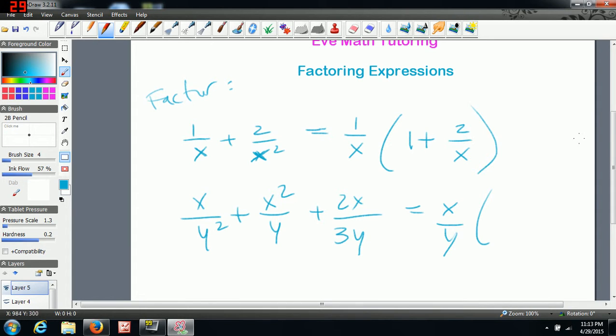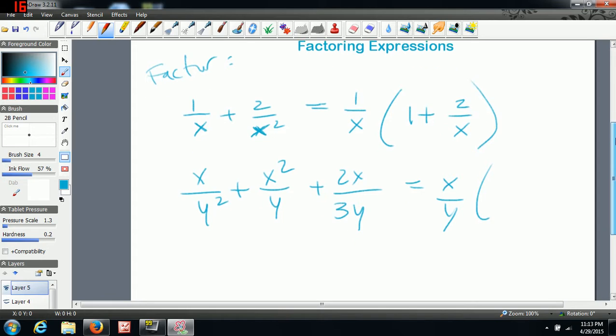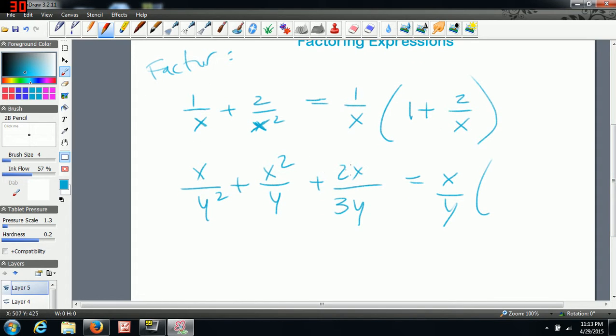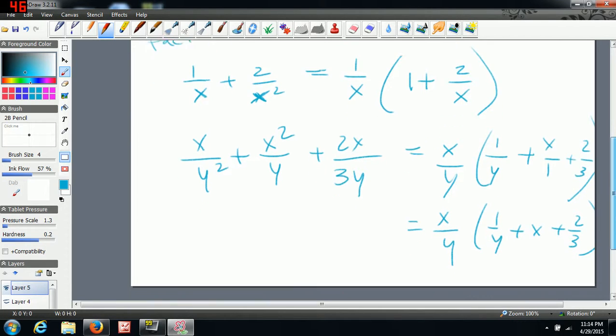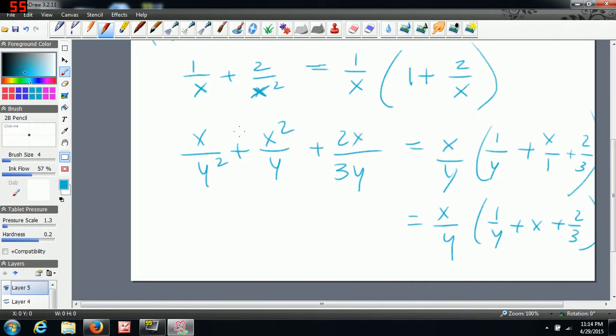So you're looking at it separately when you're doing fractions. In this case, the biggest one that would divide out on top would just be x, and on the bottom the biggest one would be y. So then you're left with 1 over y plus x over 1 plus 2 over 3. That would be your fully factored form: x over y times 1 over y plus x plus 2 over 3. So that would be your answer for this one.